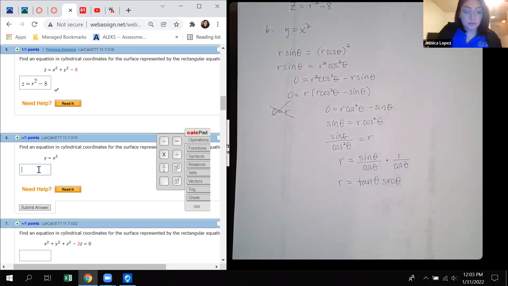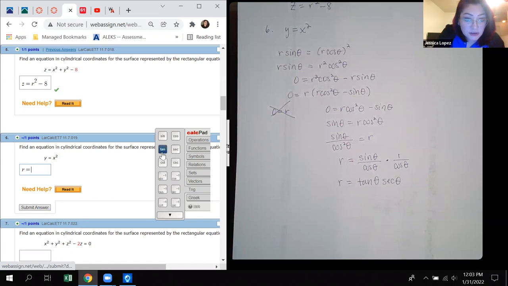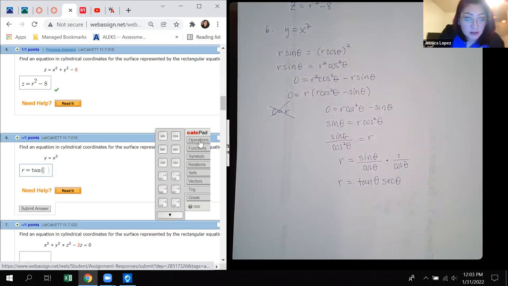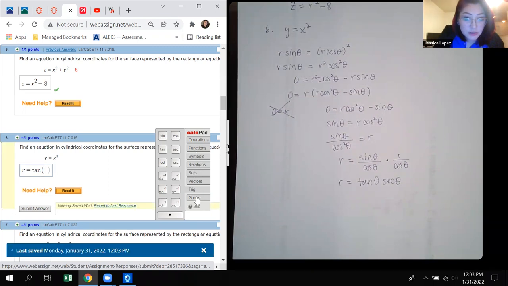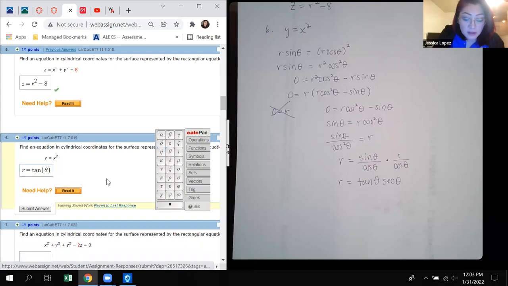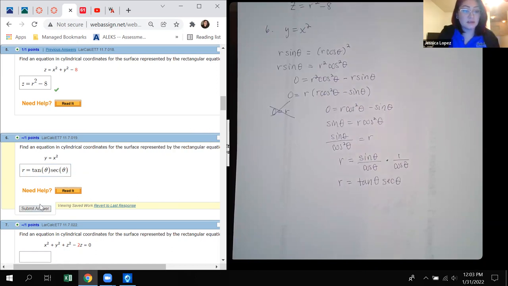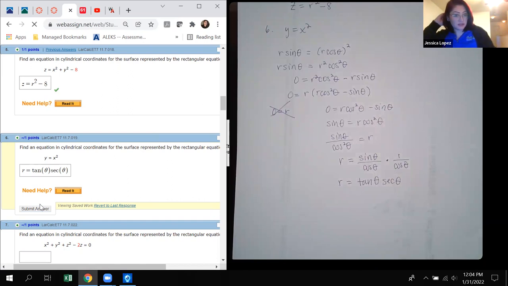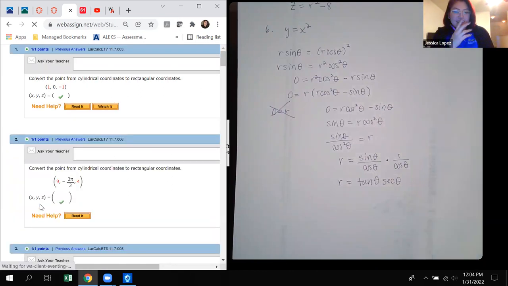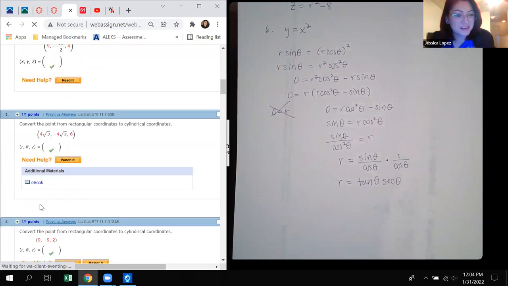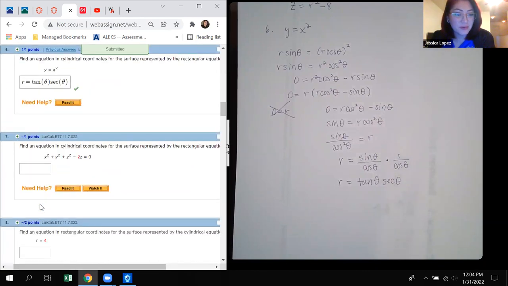So I'm going to type in here, r equals, I think we got the trig functions in here. Tan of theta, symbols, relations, Greek, here we go. Theta. And then let me go to the side and go back to trig and hit secant, go back to Greek, type in another theta and get off to the side and then hit submit. And let's try that, see what it says. It should say yay, but let's make sure and not assume that it will be good. Okay, yay, got the green check.